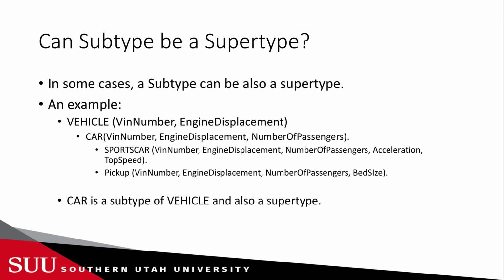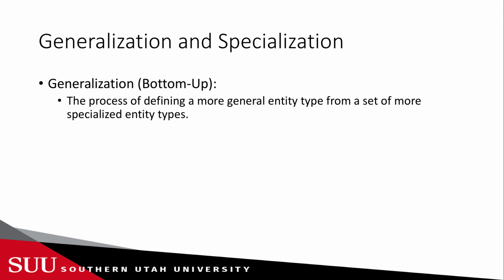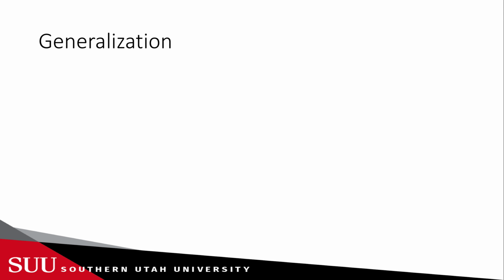Now, in order for us to approach transforming or representing subtype and supertype relationships, we have two approaches: generalization and specialization. Generalization is the bottom-up approach, which is the process of defining a more general entity type from a set of more specialized entity types. Specialization is the opposite, which is defining one or more subtypes of the supertype and forming the relationship.